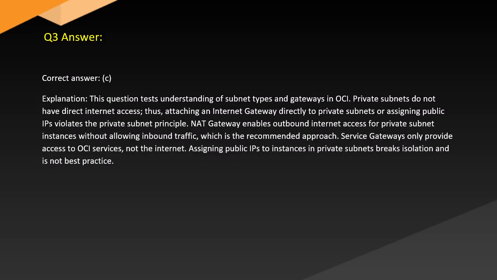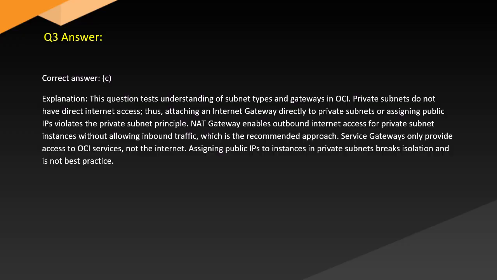Answer. Correct answer: C. Explanation. This question tests understanding of subnet types and gateways in OCI. Private subnets do not have direct internet access, thus attaching an internet gateway directly to private subnets or assigning public IPs violates the private subnet principle.